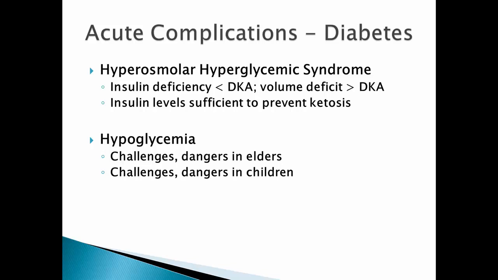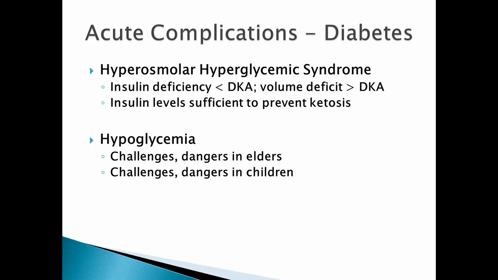Now, let's step away from hyperglycemia for a minute on the acute side, because these are both acute, and let's look at acute hypoglycemia. Hypoglycemia is potentially deadly because the brain needs glucose. Brain cells do not store glucose. And they have both challenges and dangers in elders as well as in children. The biggest challenge in an elder is hypoglycemic unawareness. This is especially likely to happen after the age of 75.